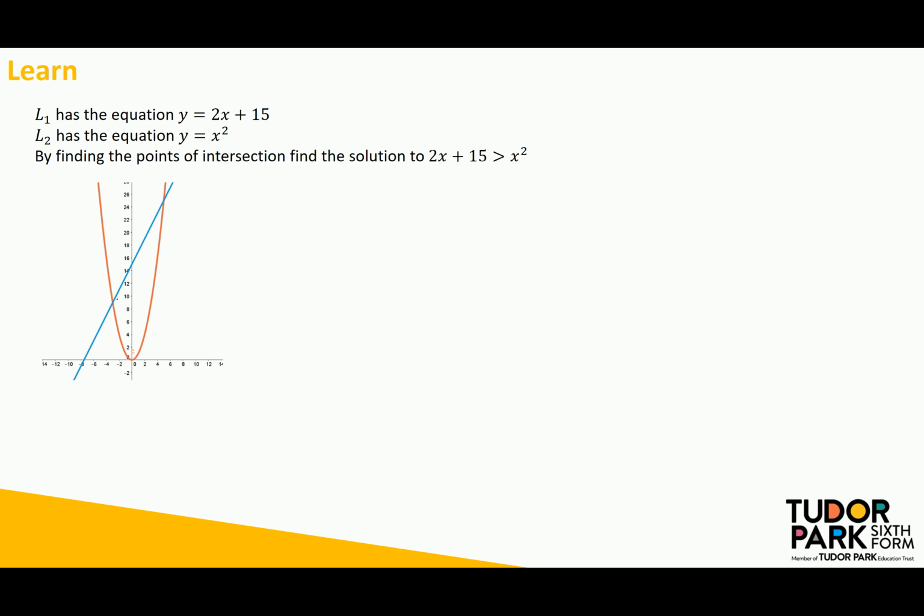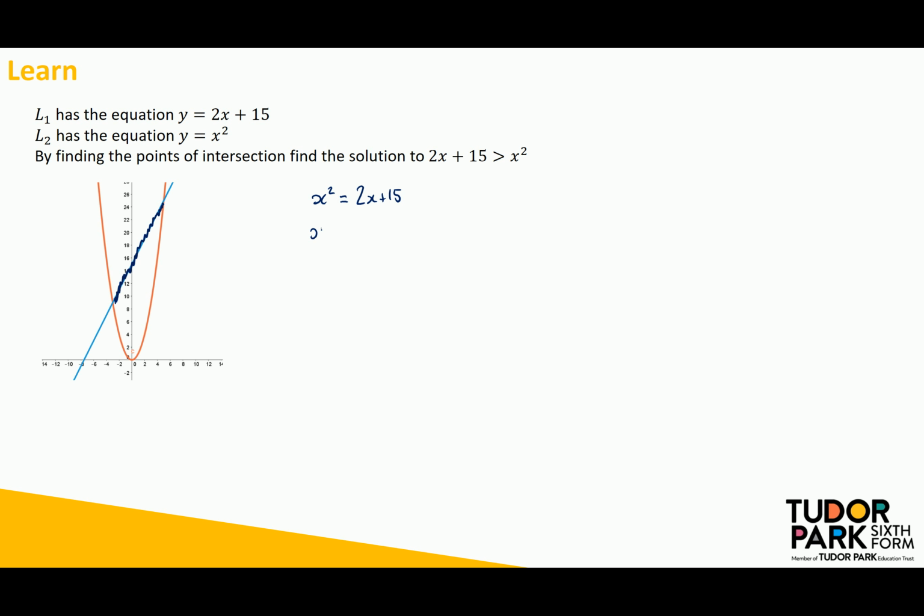So we want all of the x coordinates that refer to this region of the line, because for all x points on this region, the blue line sits entirely above the orange line. So how to do that? Well, first of all, we want to find these points of intersection. So we want to find out the points where x squared is equal to 2x plus 15.